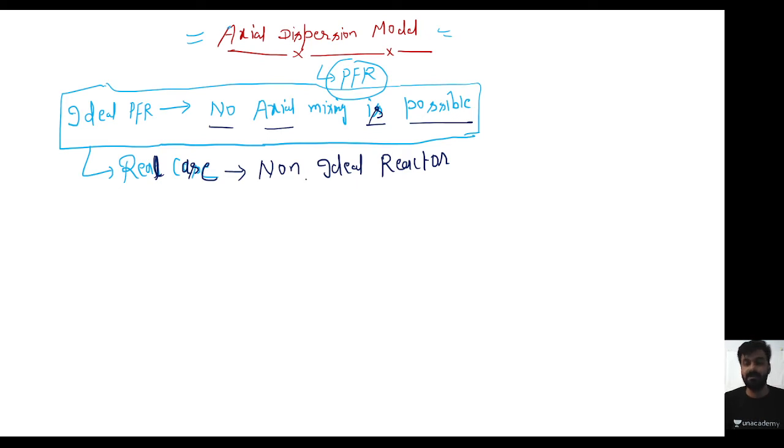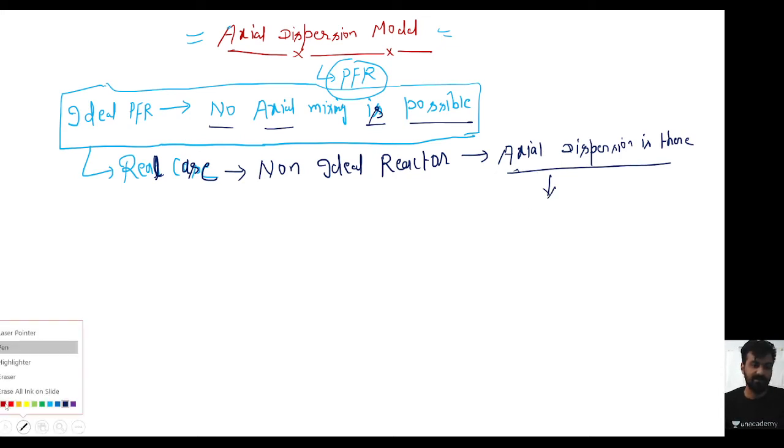Here again, in the real case, the reactor will be called a non-ideal reactor, and here axial dispersion will be possible. Axial dispersion or axial mixing is there, my dear friend. Whenever there is axial mixing, that axial mixing is accounted for by a term called the axial dispersion coefficient. Definitely you'll have to add some terms over there, and that term is called the axial dispersion coefficient.